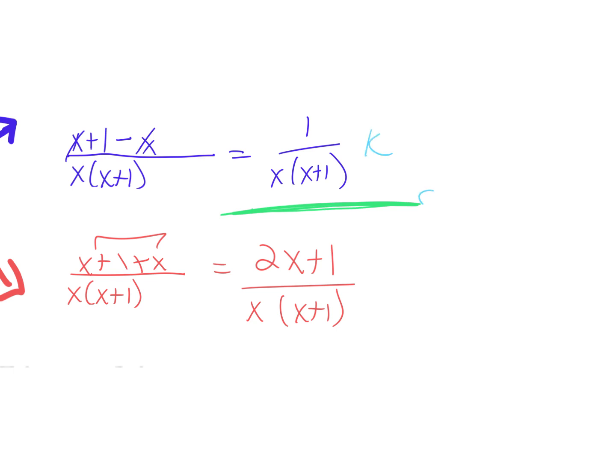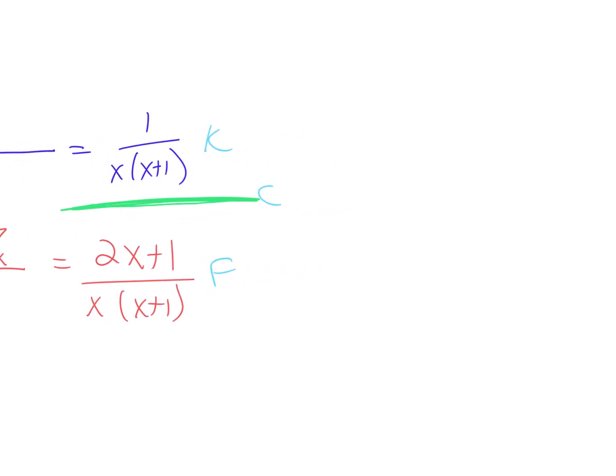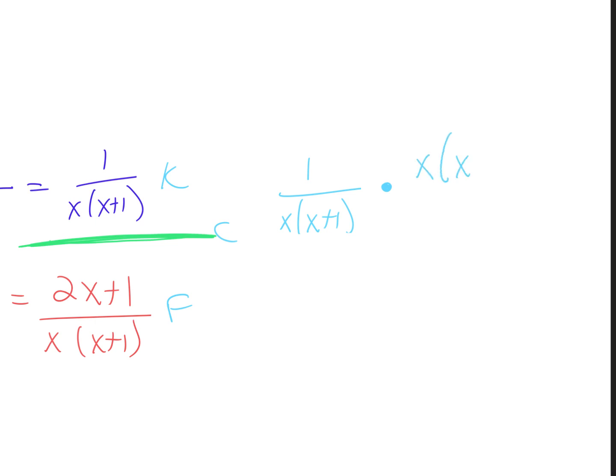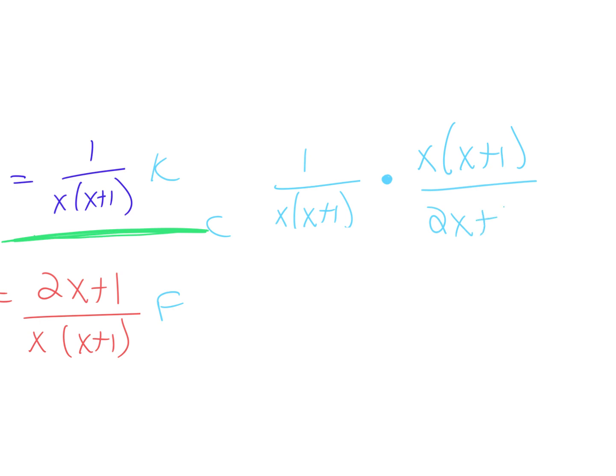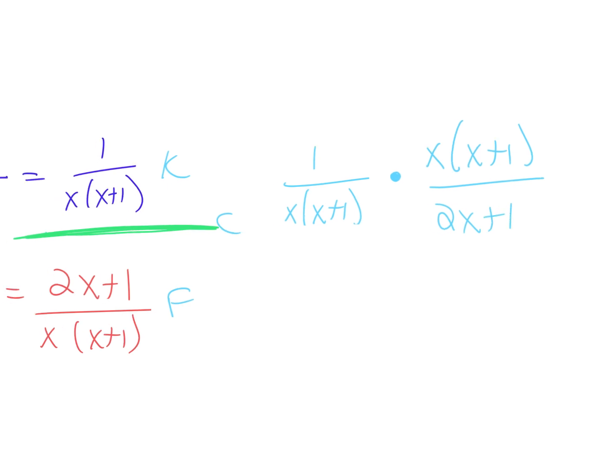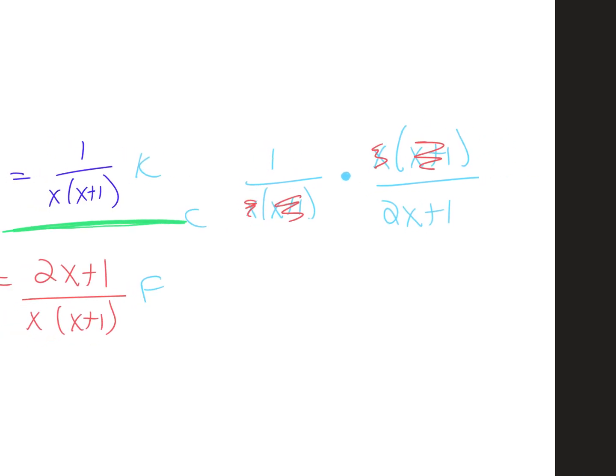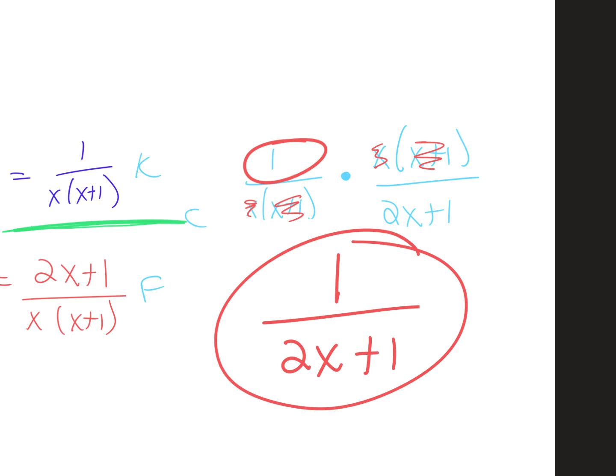So keep, change, flip. This becomes 1 over x times x plus 1. I'm going to change my division to multiplication, and then I'm going to flip. So this becomes x times x plus 1 over 2x plus 1. And now anything on the top and bottom that is exactly the same, I can cross off. So my x and my x here, the x plus 1 and the x plus 1. So what am I left with in the numerator, guys? Just a 1. And what am I left with in my denominator? 2x plus 1. And there is your complex fraction, simplified.